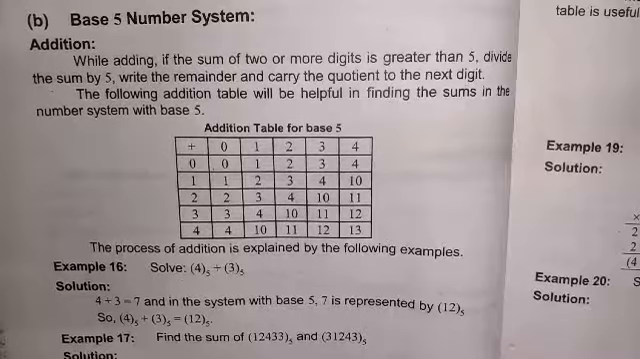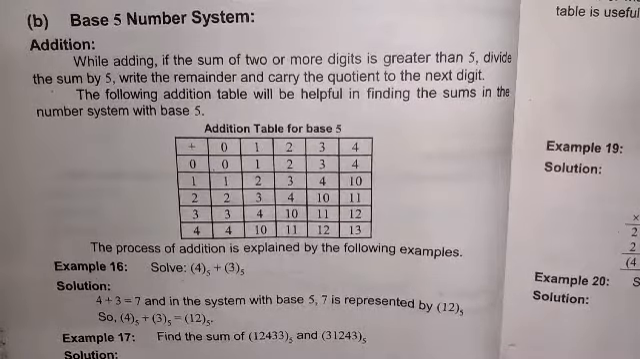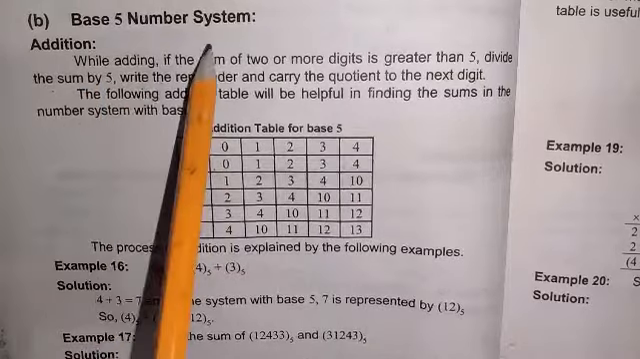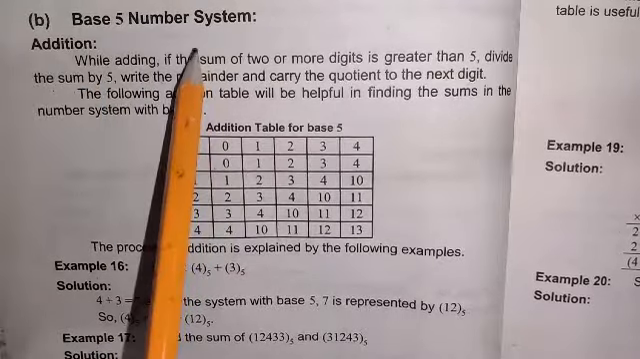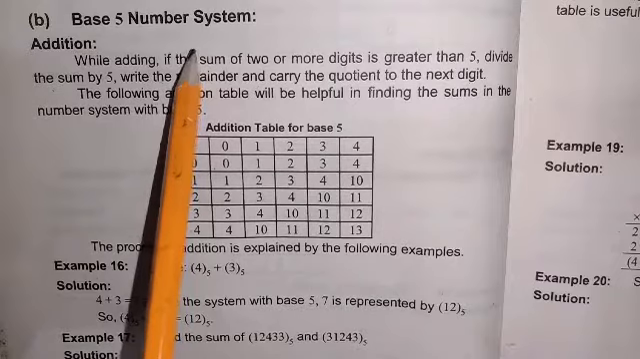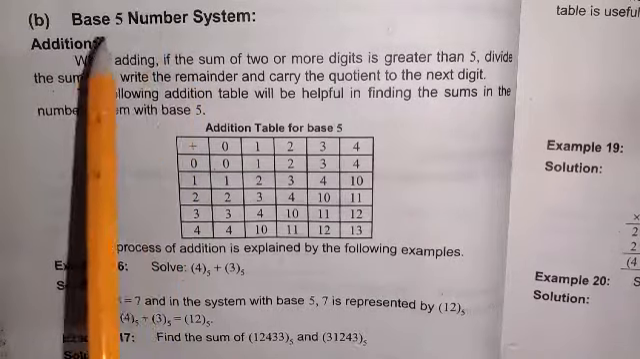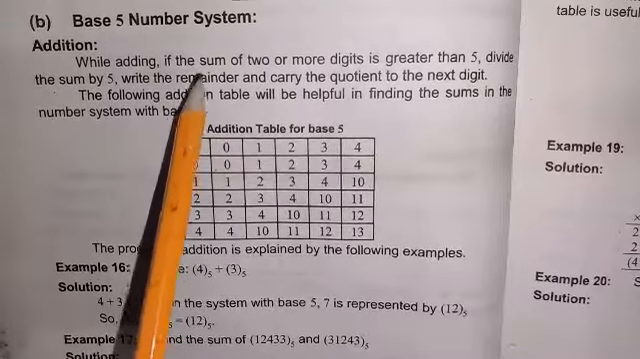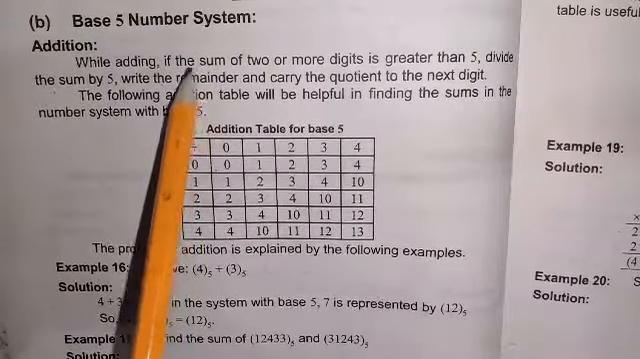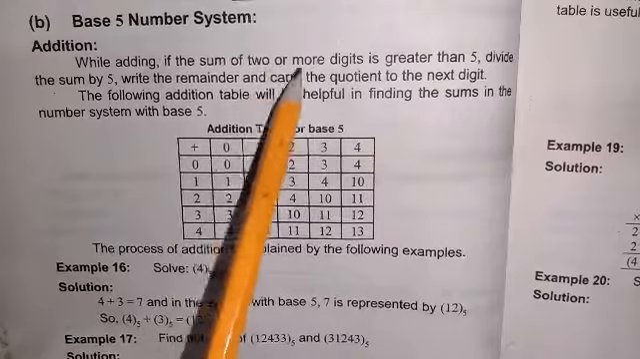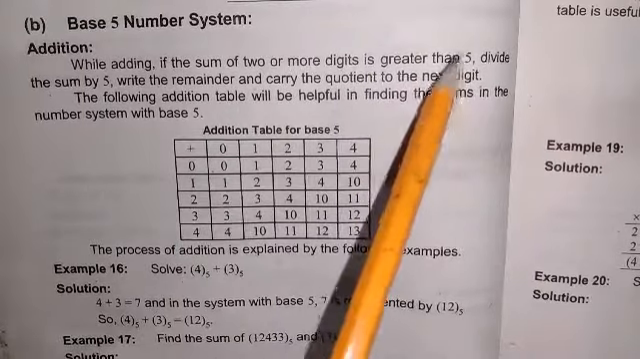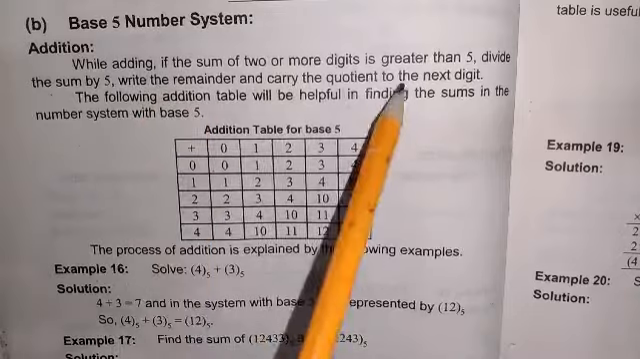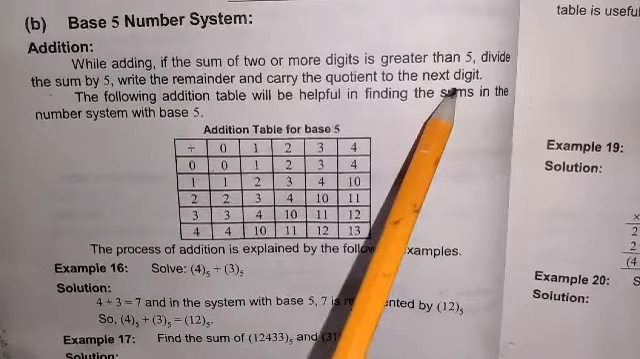Today we are going to learn about addition, subtraction and multiplication of base 5 number system. In yesterday's lecture you got to know about the addition, subtraction and multiplication of binary number system. The rule is the same: when we add the numbers, if the sum of two or more digits is greater than 5, we will divide the sum by 5, write the remainder and carry the quotient to the next digit.